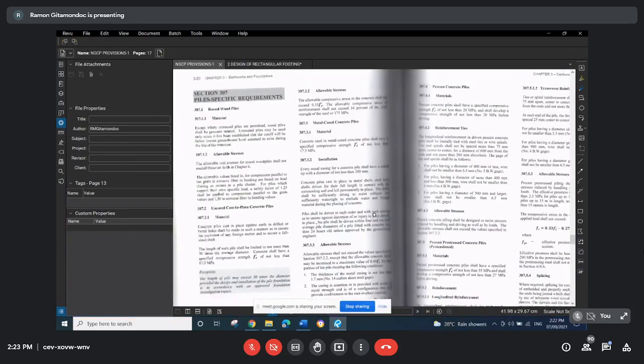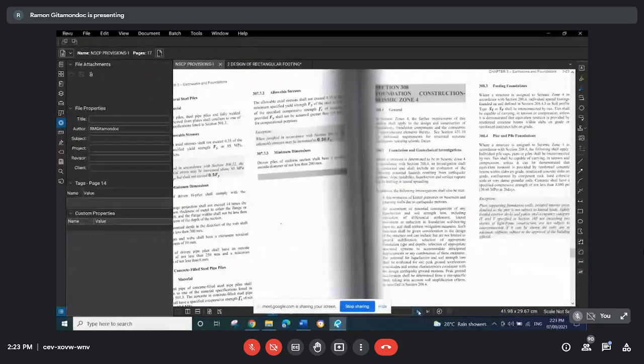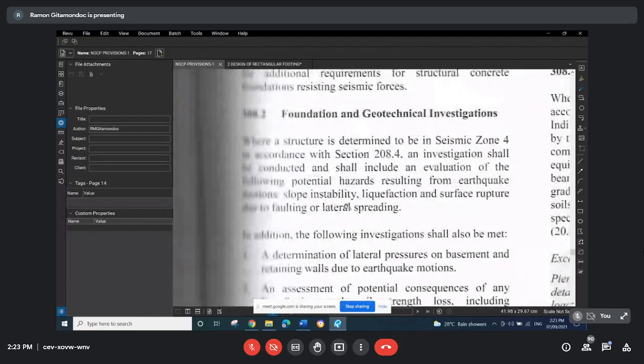Okay, so what do we have here? This is already in piles, so okay, let's try to see what's here. Foundation and geotechnical investigation. So where structure is determined to be in seismic zone 4. So in the Philippines, most of the country is within seismic zone 4. Only the portions in Palawan, no, are in seismic zone 2. So Cebu City, we are under zone 4, no? So this applies to most areas in the Philippines, no?